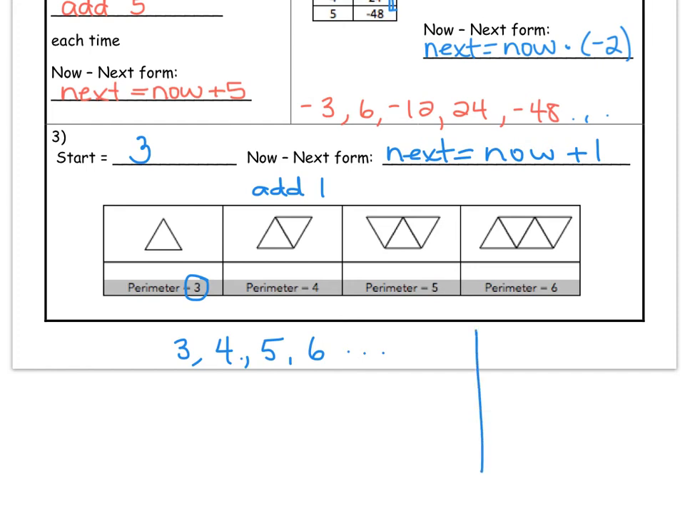If we were to write this in a table, the X column is our term number, and the Y column is our value. So the first term has a value of 3, the second term has a value of 4, the third term has a value of 5, and the fourth term has a value of 6. It's that simple. And with a now next, you always have to have a start and a rule, and it's always next equals now plus 1.